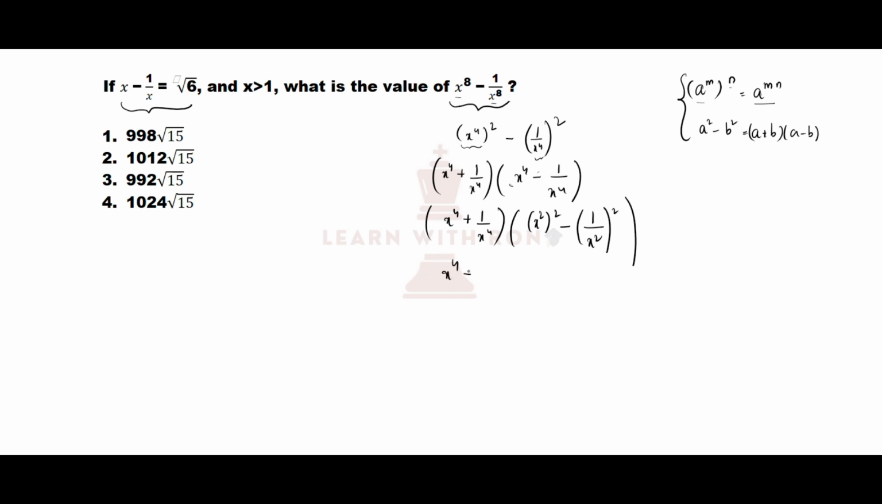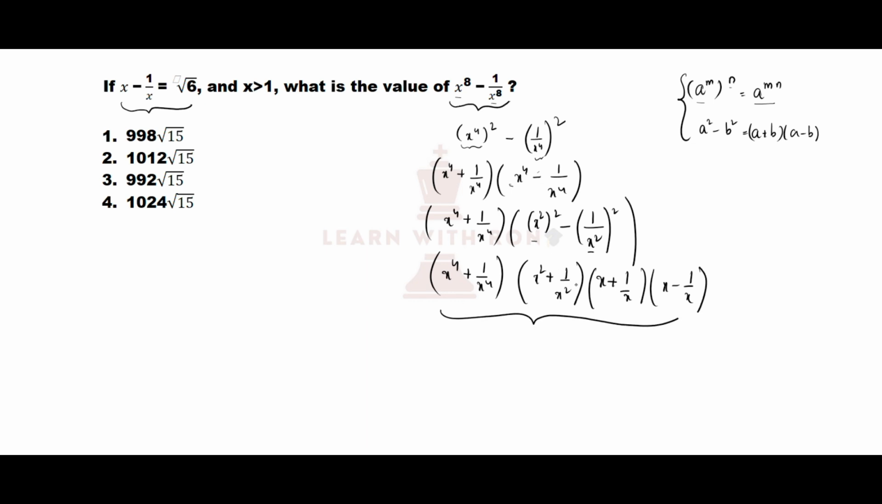Now x to the power of 4 plus 1 by x to the power of 4 is multiplied with a square minus b square, again a plus b, which is x square plus 1 by x square, and a minus b, x square minus 1 by x square, again it can be written as a plus b into a minus b. Okay, so this is the value of x to the power of 8 minus 1 by x to the power of 8. So what are the values we want here? x plus 1 by x, x square plus 1 by x square, and x to the power of 4 plus 1 by x to the power of 4.